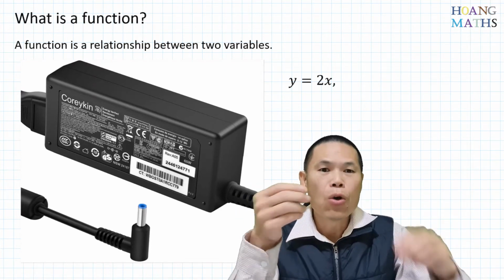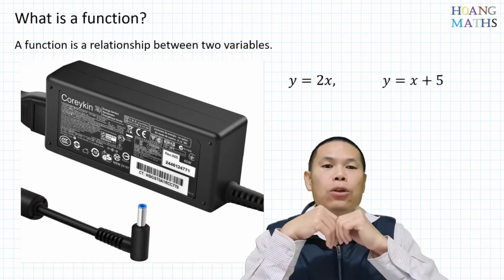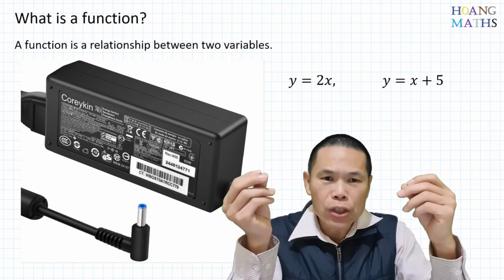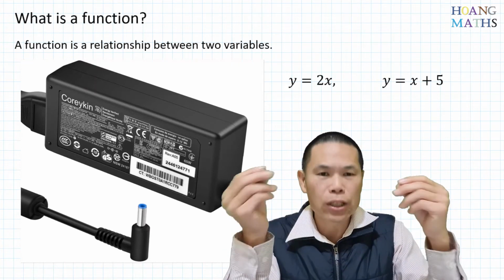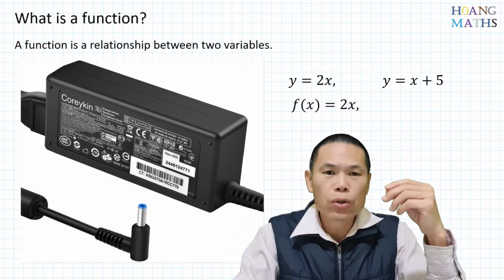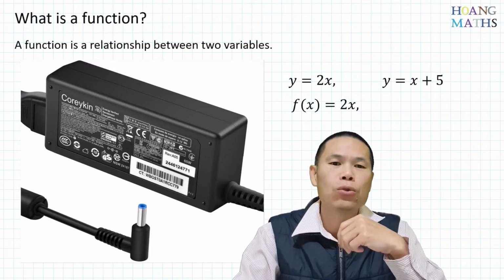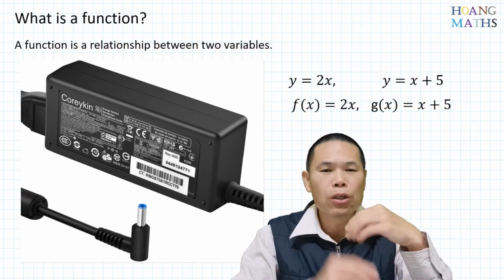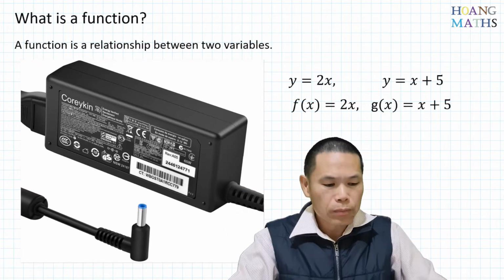For example, y is equal to 2x or y is equal to x plus 5 and so on. But in functions, we use f of x or g of x or h of x and so on. So instead of writing y equal to 2x, we write f of x is equal to 2x, or g of x is equal to x plus 5 and so on. So we use different notations for functions.